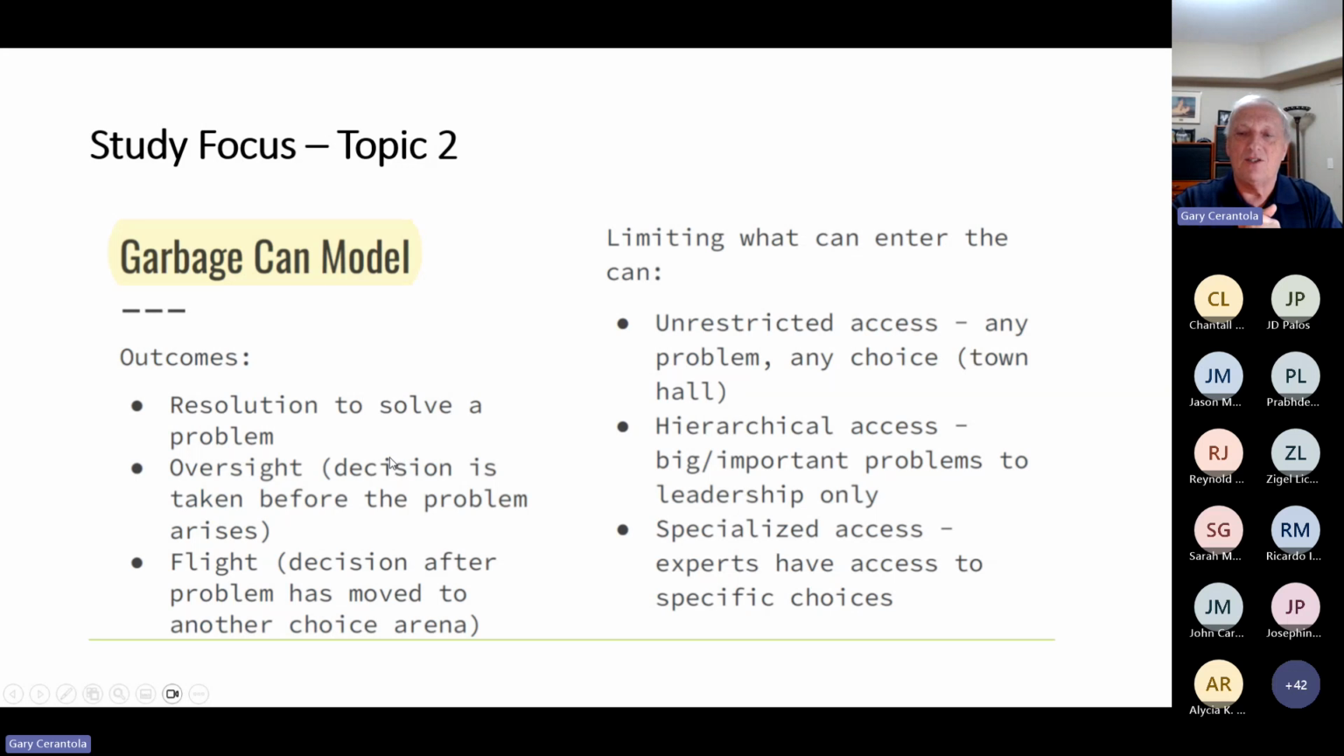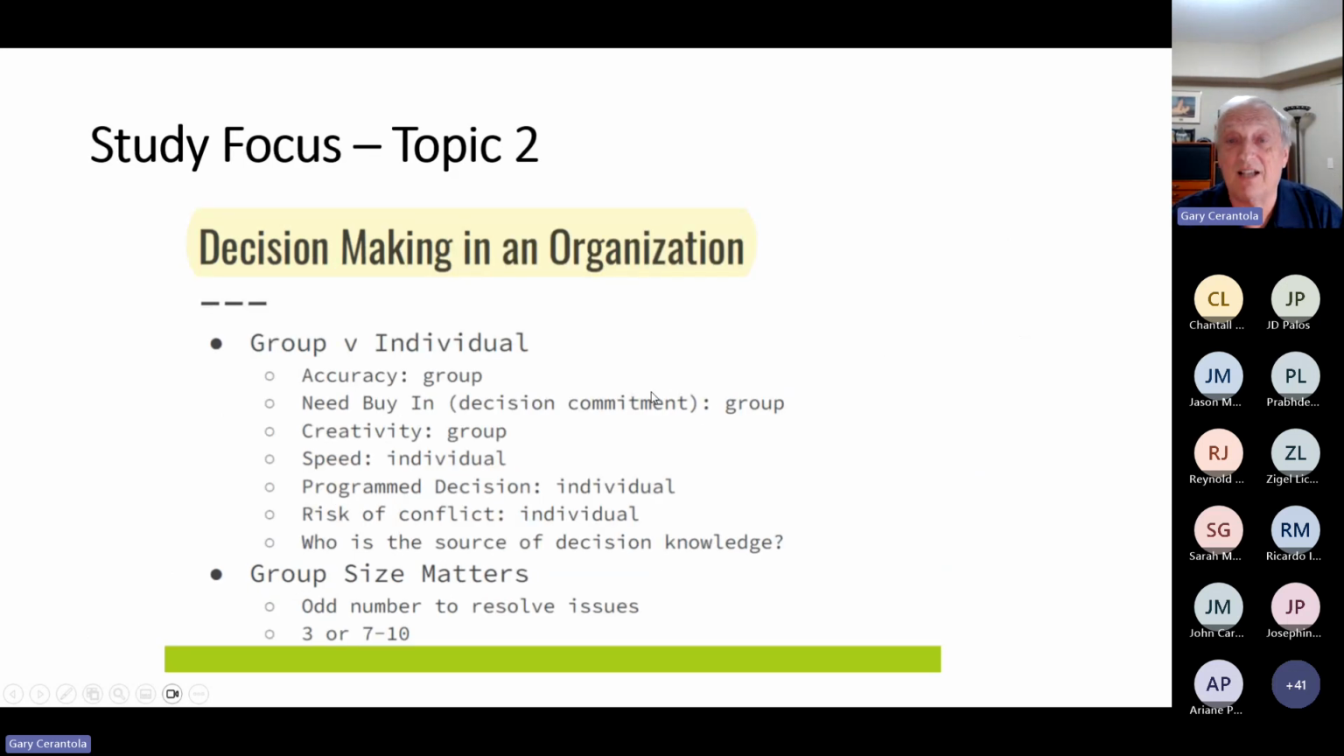And sometimes as well, you can get to that decision before it becomes a great problem, and then after the decision, the problem has moved on to another place. And so what's limiting is that there's unrestricted access to any problem, any choice. So it's really hard to manage the agenda. There's a hierarchical process, and then sometimes you have people that want to push their will all the way through. So there are some downsides to that.